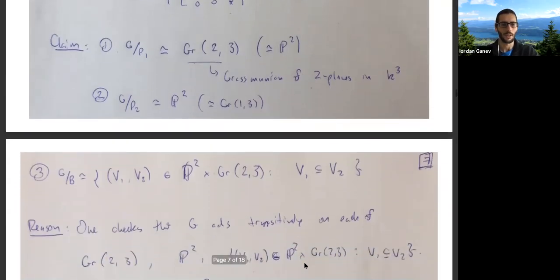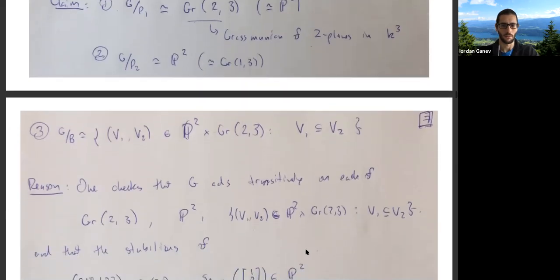So to see why this is okay, again, G acts on this product, and if we look at the subspace of that product where the condition holds, V1 is contained in V2, that condition is preserved by the G action. So if we have a line and a plane containing that line, when we act by G, that pair will be taken to another line and another plane with the line contained in the plane. And in fact, the action is transitive.